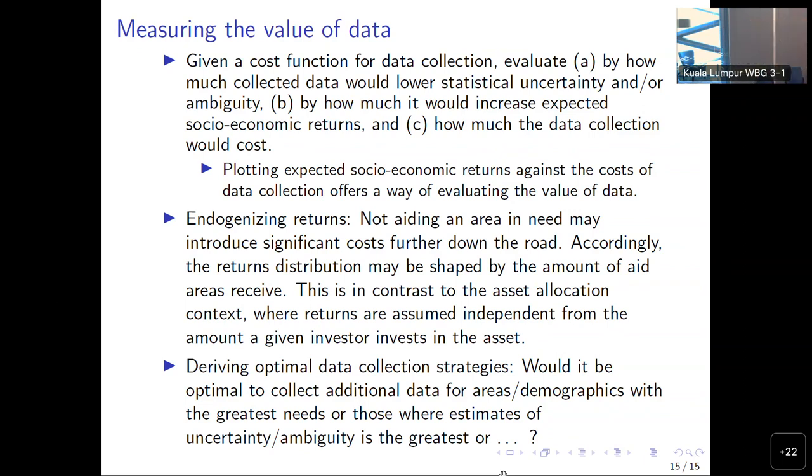So there will be some iterating; investing in an area early on may change the socioeconomic returns further down the road. So there's an endogeneity there. We can take an existing framework as a point of departure, but then add that endogeneity that may not be relevant in a financial asset allocation situation, but may be very relevant in this public investment framework that we're thinking of. And then finally, we want to use that framework to see if we can identify optimal data collection strategies. So would it be optimal to collect data for areas with the greatest needs, or those where the present statistical uncertainty and ambiguity is the greatest?